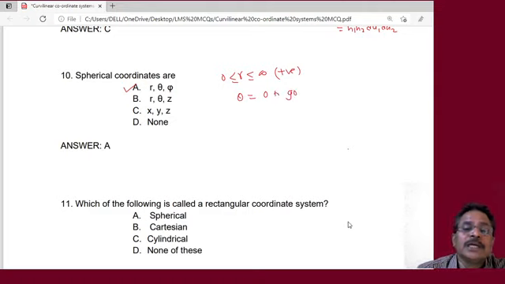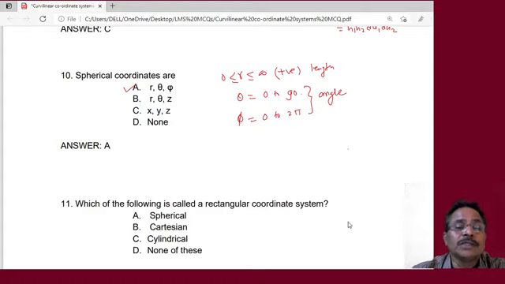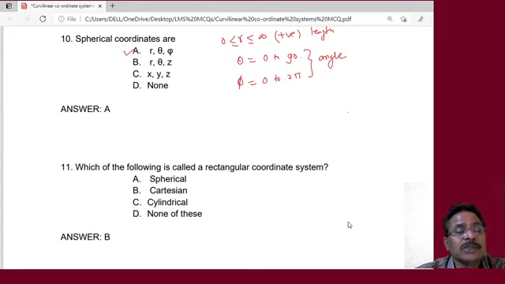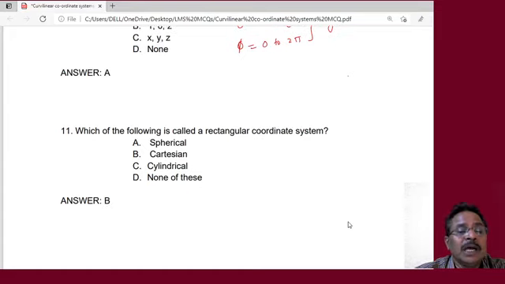Okay, 90 degrees. And this phi varies from 0 to twice pi. So both of these are angles, whereas this r has dimensions of length, and this has dimensions of angle. So this is a coordinate system which is called the spherical polar coordinate system, and it has these three parameters or coordinate axes, that is r axis, theta axis and phi axis. Therefore, for this particular coordinate system, the correct answer of this question number 10 is A, r, theta and phi.